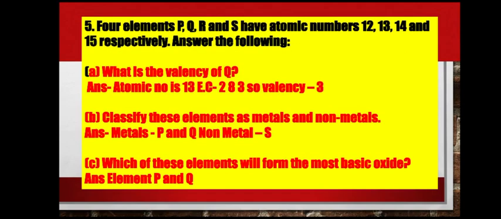Question number 5: four elements P, Q, R, S are given with atomic numbers 12, 13, 14 and 15. Find the valency of Q. The atomic number is 13, the electronic configuration is 2, 8, 3, so the valency will be 3, because it requires 5 more to complete its octet, so it will lose 3. Classify these elements as metal and non-metal. P and Q will be metals because they are electropositive in nature, while S will be electronegative, so it will be a non-metal.